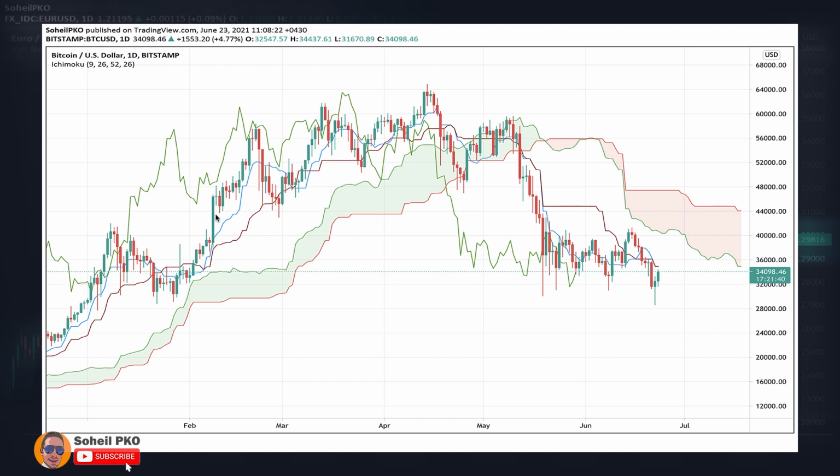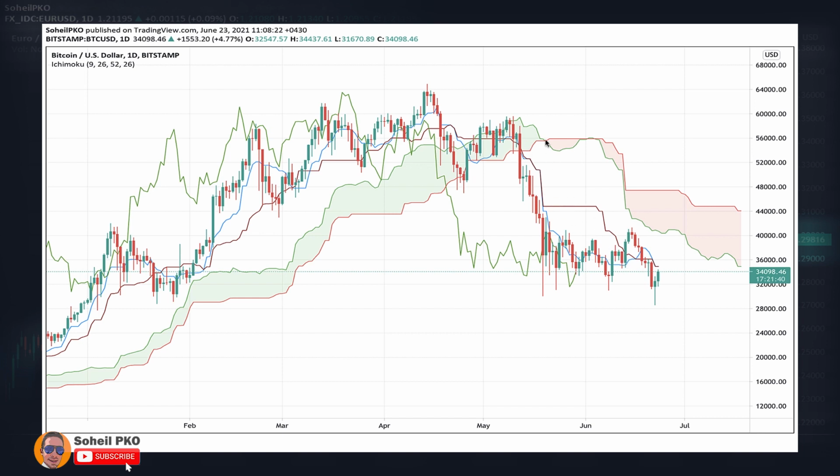When the prices are above the cloud, the trend is up. When the prices are below the cloud, the trend is down, and when the prices are in the cloud, the market is flat and moving sideways. For example, here we have Bitcoin chart. The time frame is daily, and in this part the price is above the cloud and it indicates that the trend is up. Here it goes in the cloud, which shows the market is flat at this point, and here it goes below the cloud, indicating the trend is down.